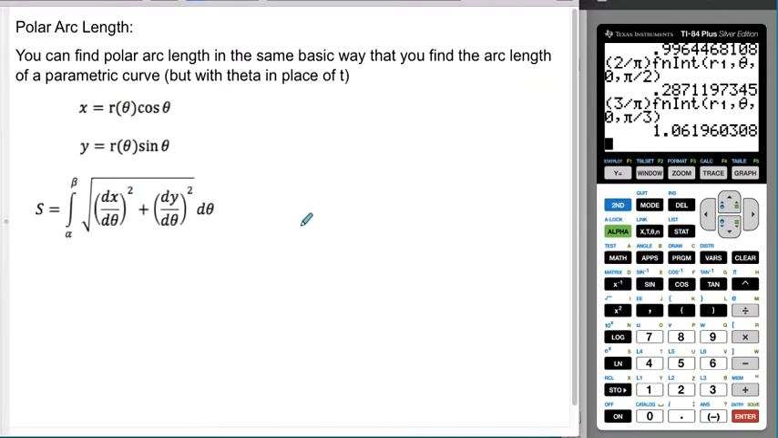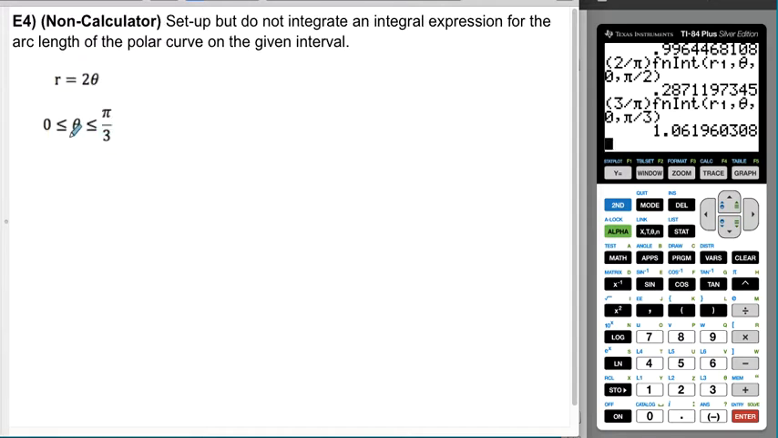Moving on. Okay, so let's talk polar arc length. You can find polar arc length the same basic way you find parametric arc length. The only difference is that it's a theta instead of a t. So I'm not going to go into a ton of length about this. It's exactly the same formula. It's a theta instead of a t. The only thing you have to be cautious about is remember that x is r cosine theta and y is r sine theta, which makes things a little more difficult. But let's go from there.